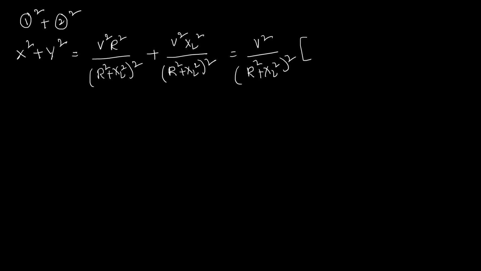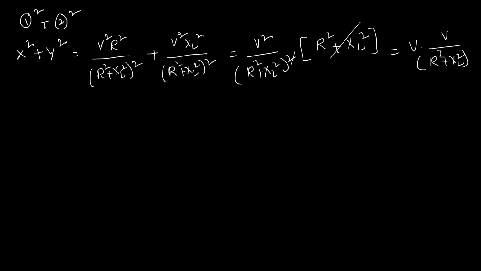So what is left over here? This is r square plus xl square, so one of the terms gets cancelled. Now what is the remaining expression? Let me write it as v into v by r square plus xl square. Okay, so this is x square plus y square.